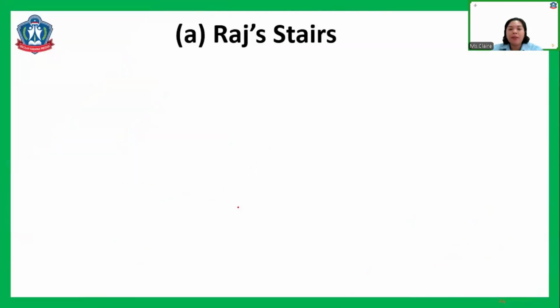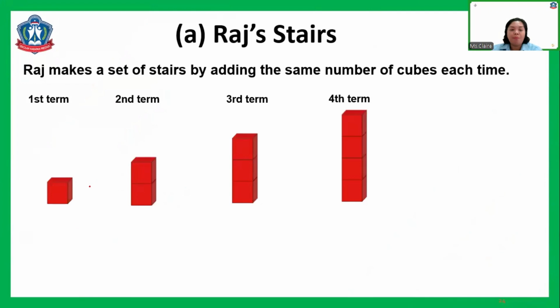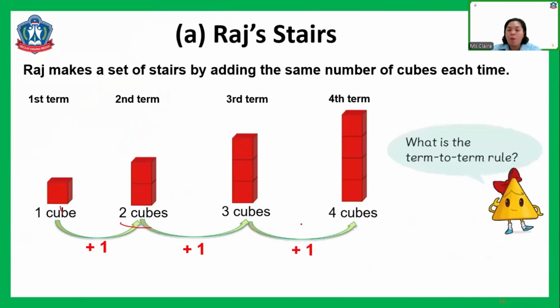Okay, let's continue. We have here Raj's stairs. Raj makes a set of stairs by adding the same number of cubes each time. Take a look. First term is 1 cube. Second is 2 cubes, because he only adds 1. So from 2, he adds 1 more, it becomes 3. Then he adds 1 more, it becomes 4.